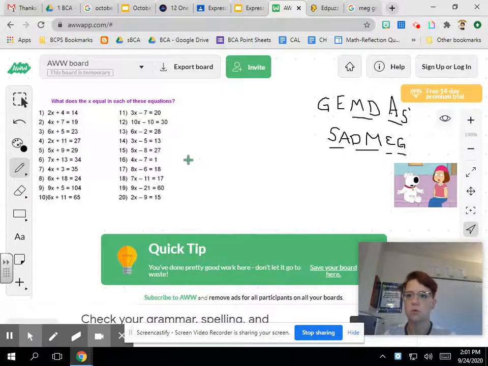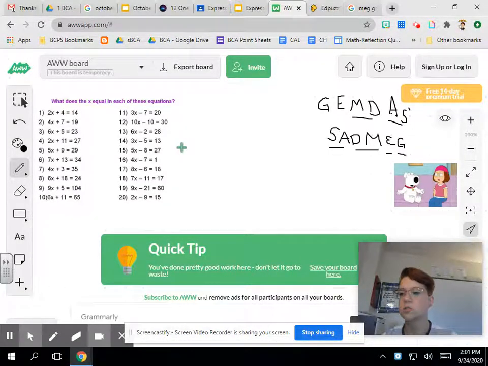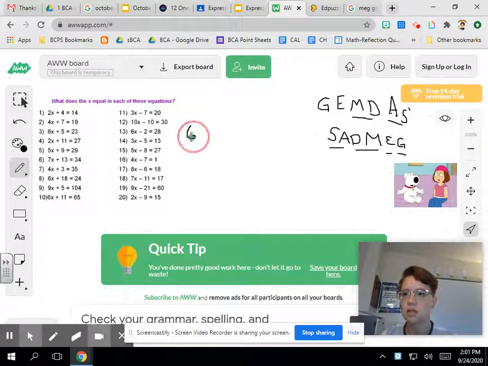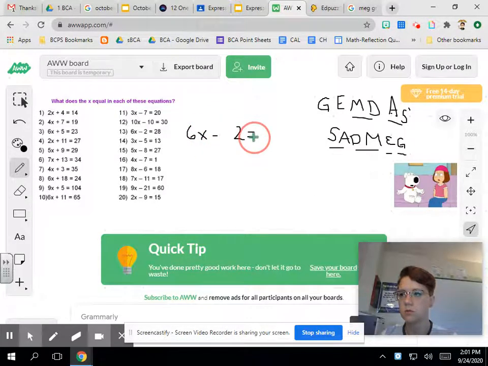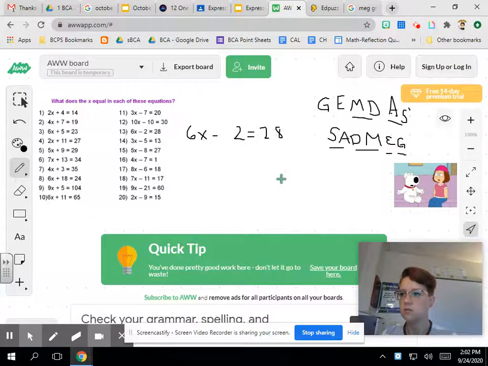Let's do one more example where we have that x being multiplied by something. And remember, of course, this works for any variable, not just x. That's just the letter we like to use as mathematicians. So let's try 6x minus 2 equals 28. So let's go consult Meg. What does she say we need to do?